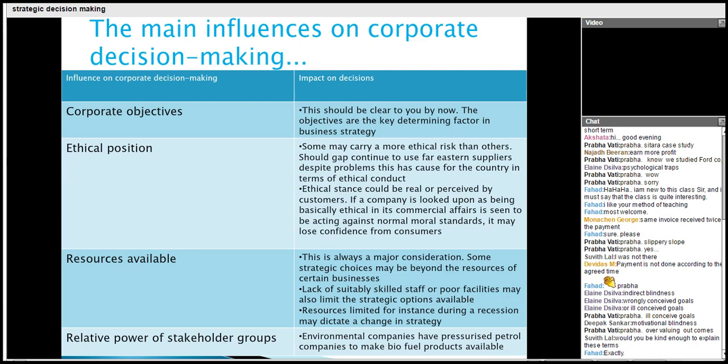Okay, so today I wanted us to look at, for example, resource availability. These are all the things that influence corporate decision making. You have the objective of the company, you have the ethical position, you have resource availability, and then you have the relative power of stakeholder groups. If the stakeholders have a lot of power, they can influence a lot of things in the business, and it also affects the way corporate decisions are made. So that is just to end what we did yesterday.